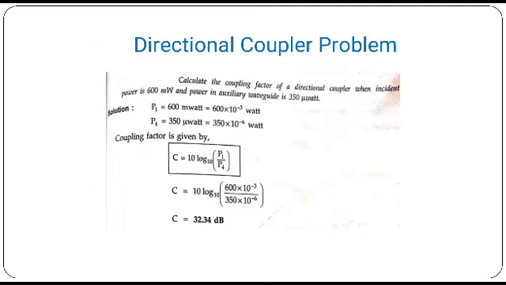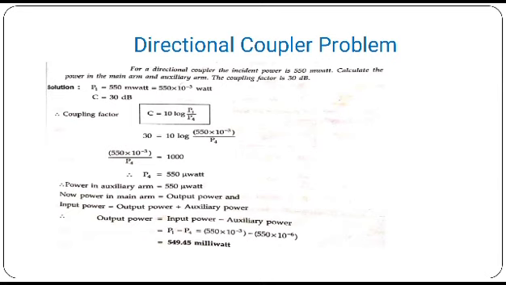Directional coupler problem. Calculate the coupling factor of the directional coupler if the input power is 900 watt and the power in the auxiliary arm is P4. P1 equals 600 milliwatt. P4 is equal to 350. So C equal to P1 by P4. You calculate, you will get 32.4 dB.